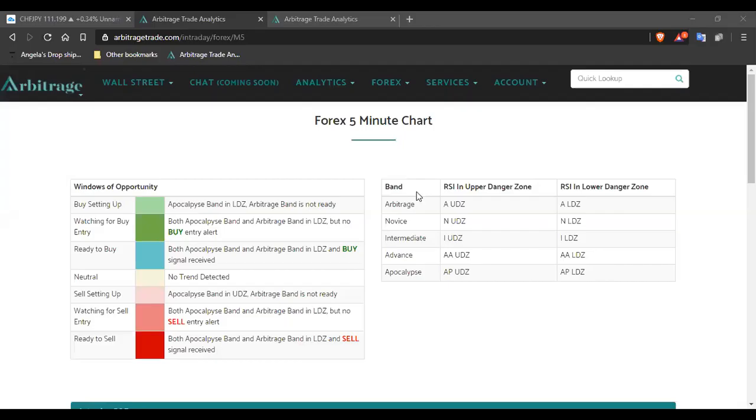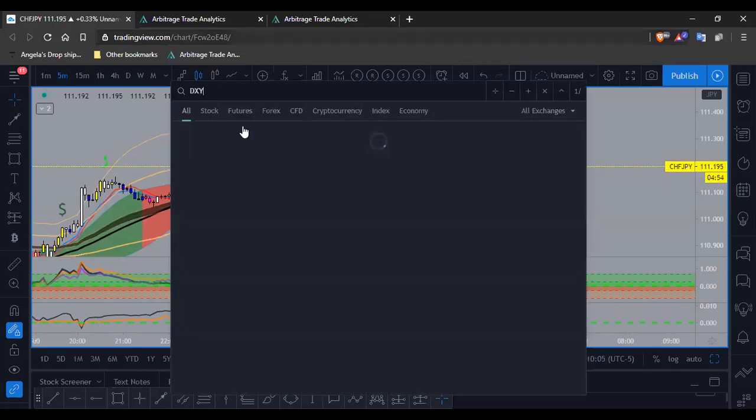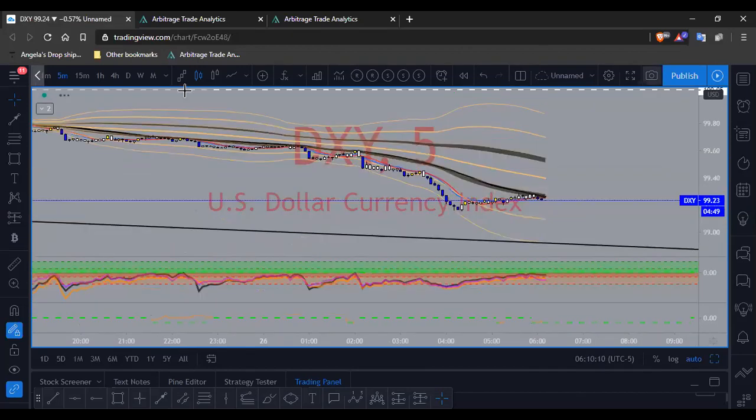All right, so good morning, everybody. I'm going to be going over any intraday or day setups that we could find. I know that a lot of the pairs I talked about in my weekly analysis have already moved exactly like how I wanted them.